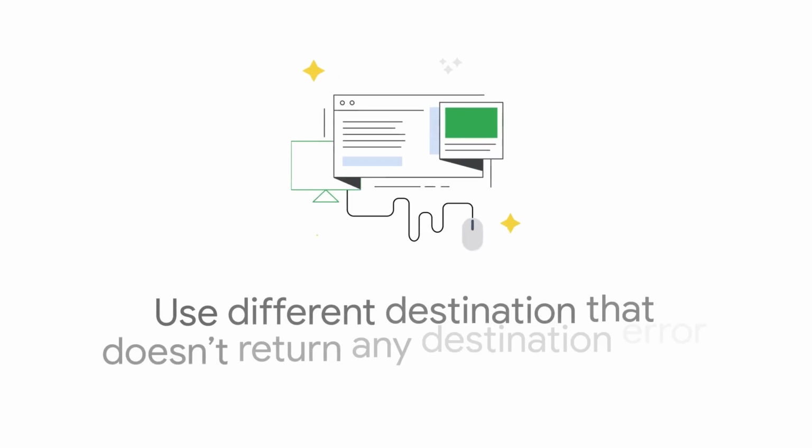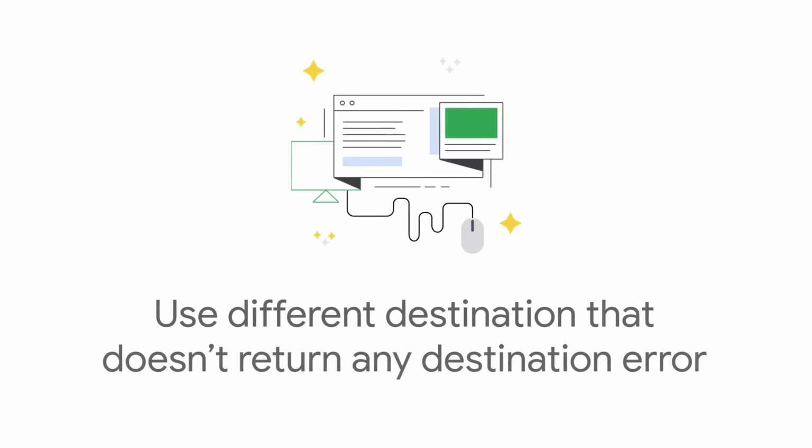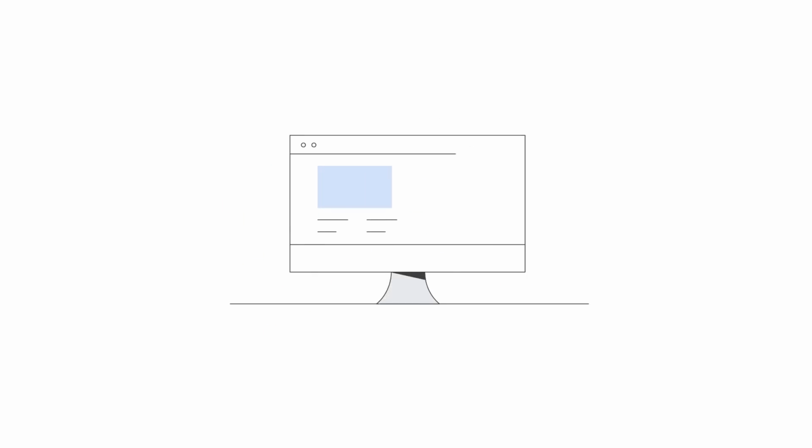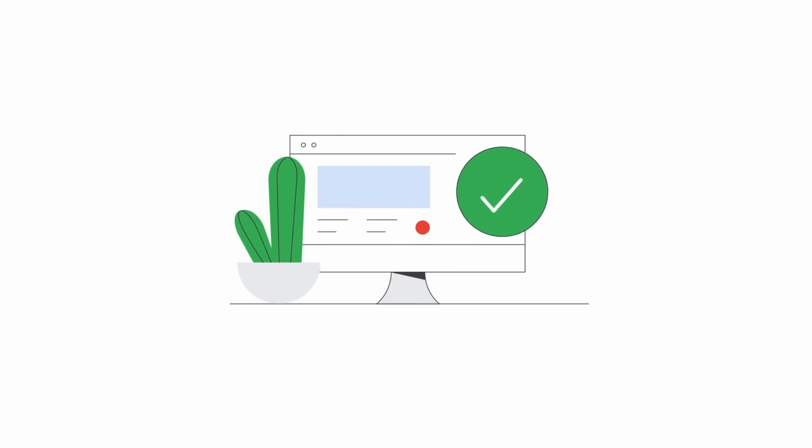You can also use a different destination that doesn't return any destination error. Edit your ad's final URL to point to another part of your app or website. Then resubmit your ad for approval. Google will then review and confirm if your ad destination is compliant and approve your ads.